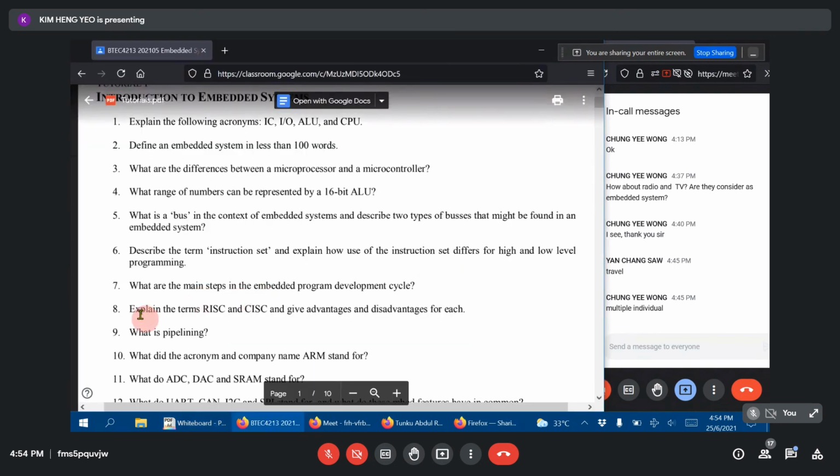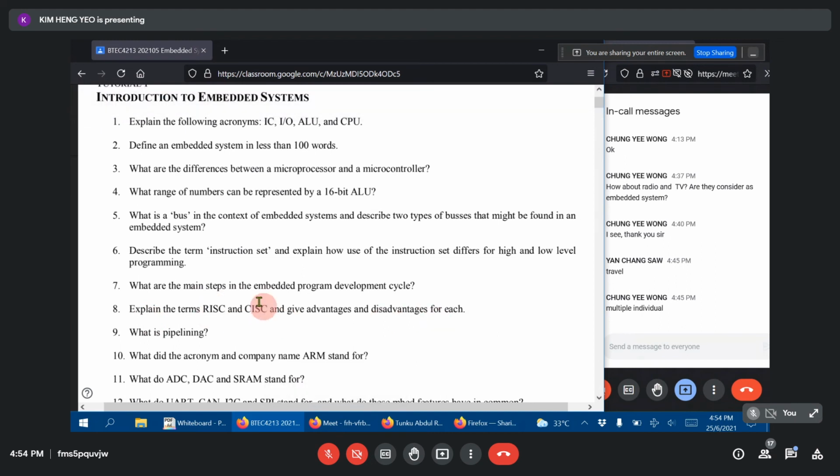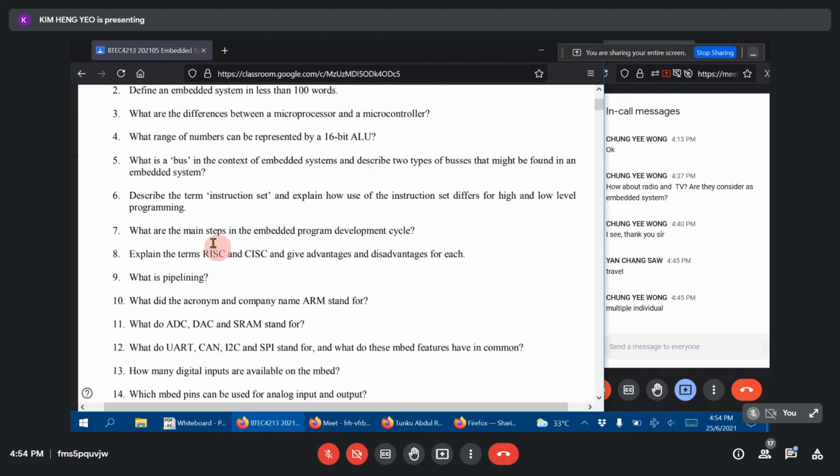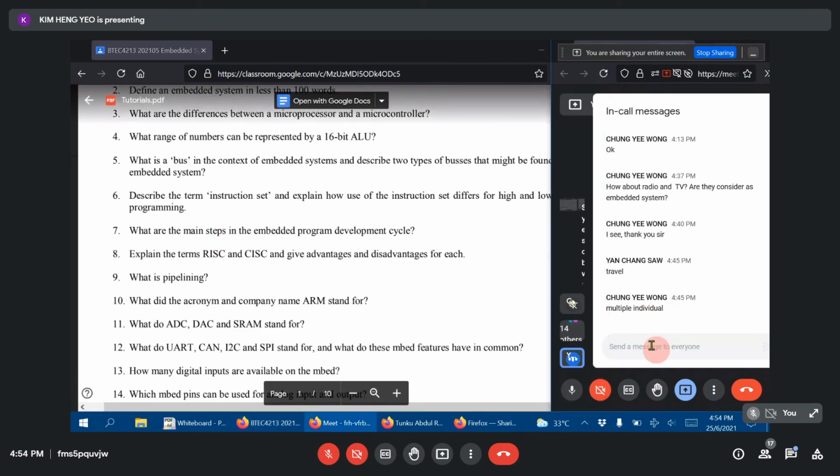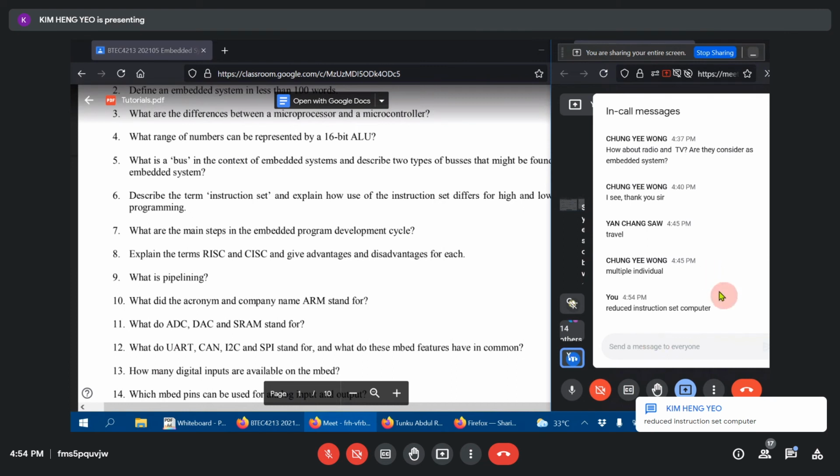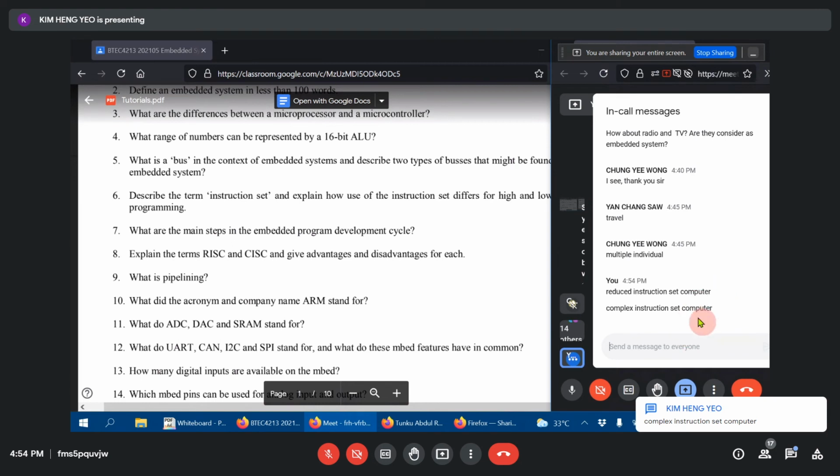What is the difference between RISC and CISC? RISC, the R stands for reduced instruction set computer. RISC, reduced instruction set computer. So CISC is complex instruction set computer. Okay, reduced and complex. What does it mean?